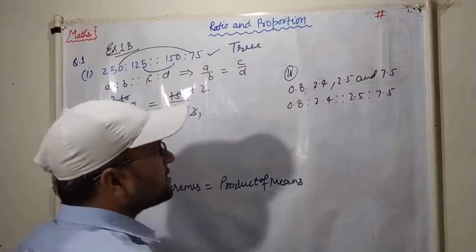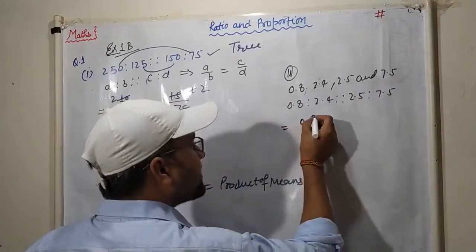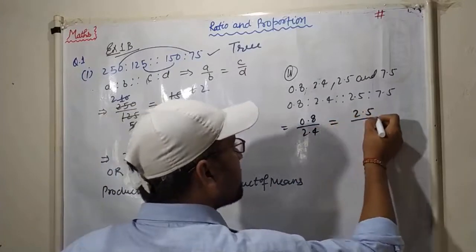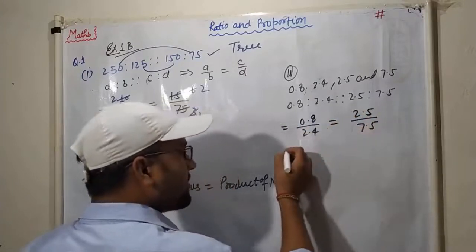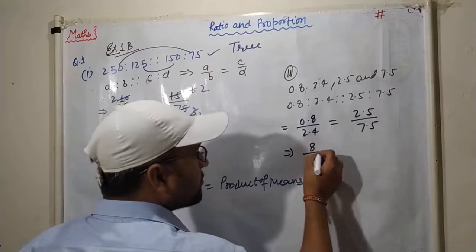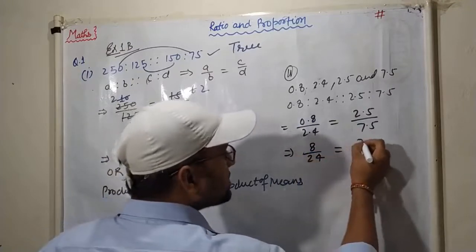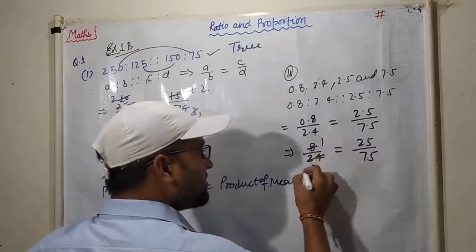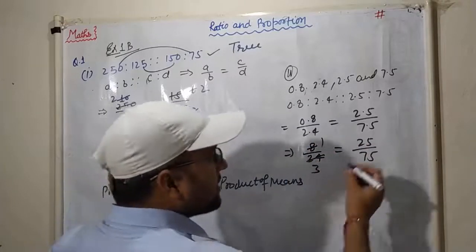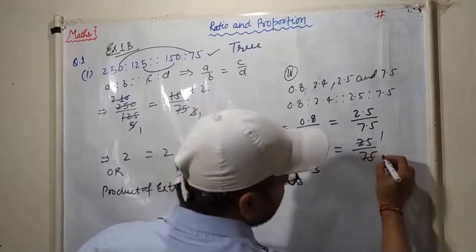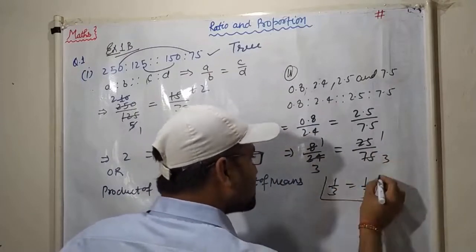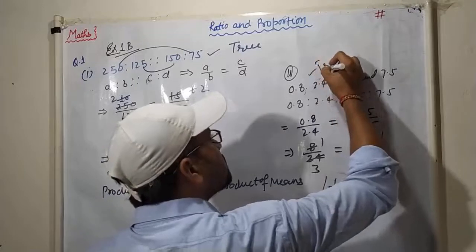Okay, so you will write 0.8 upon 2.4 is equal to 2.5 upon 7.5. Both have the same number of decimal places. Remove this one. 8 upon 24 is equal to 25 upon 75. 8 1s are 8, 8 3s are 24. 25 1s are 25, 25 3s are 75. So you will get 1 upon 3 is equal to 1 upon 3. Means this second one is also true for you.